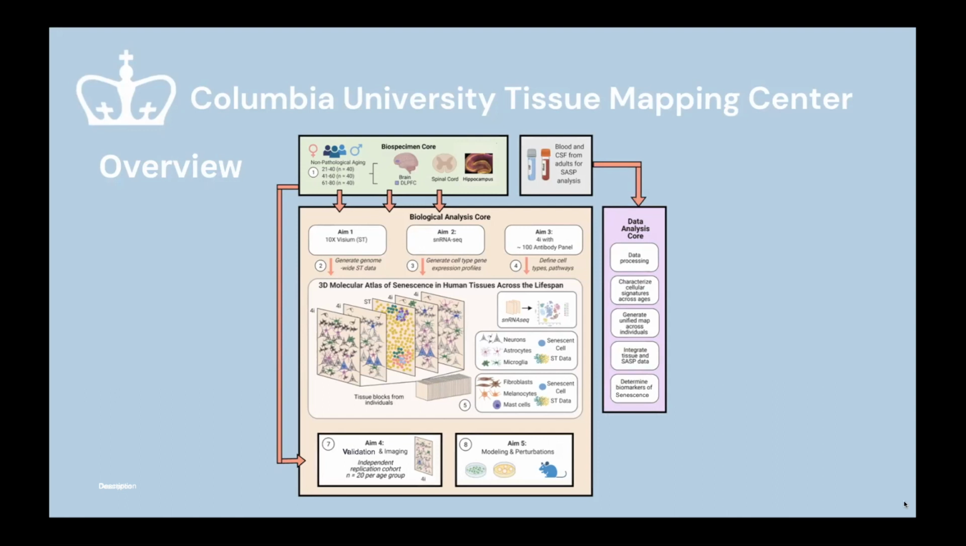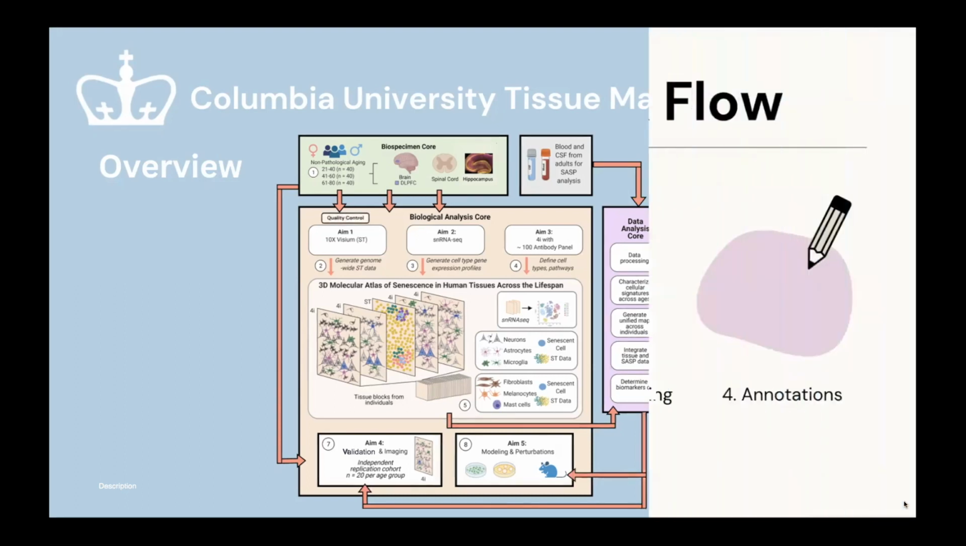Once this atlas has been created and the blood and CSF is extracted from adults and gone through the SASP analysis process, we can begin our data analysis core, which includes data processing, characterization, generating maps, integrating tissue and SASP data, and determining biomarkers for senescence. Lastly, this data will be used for imaging and validating purposes as well to create accurate models and permutations.